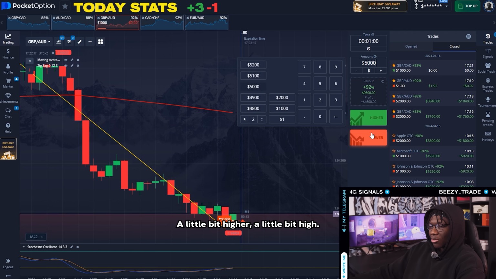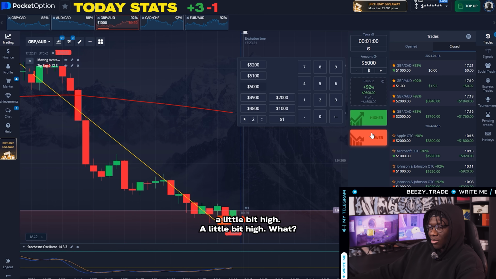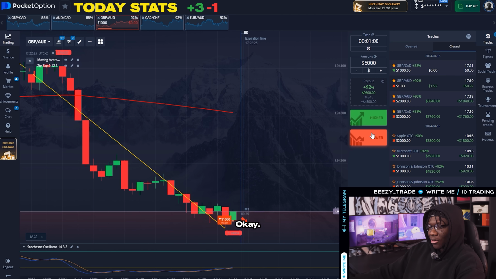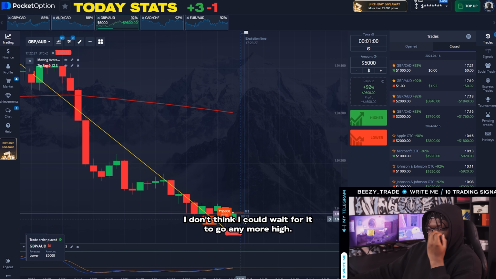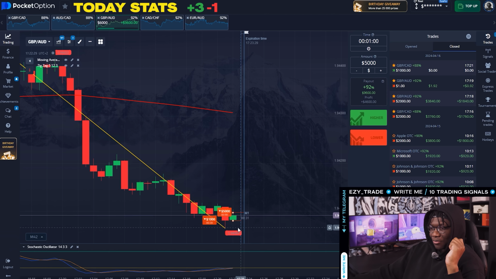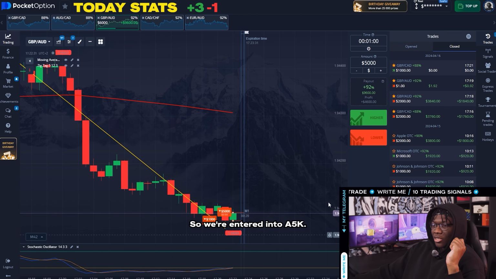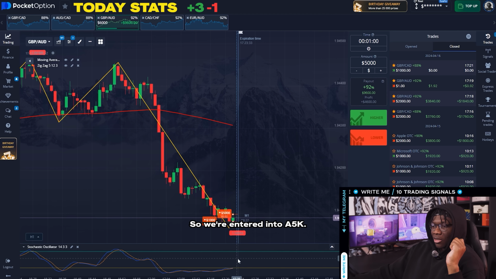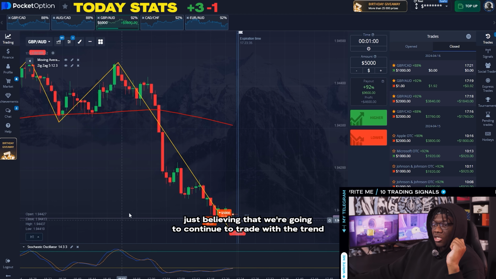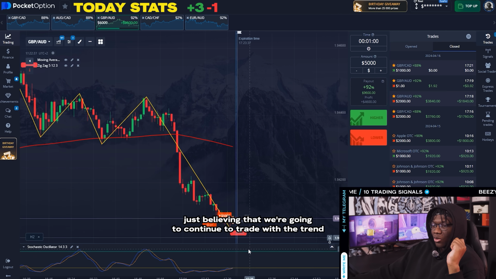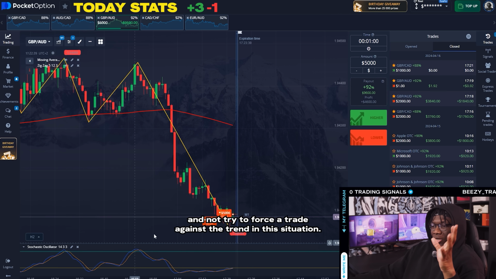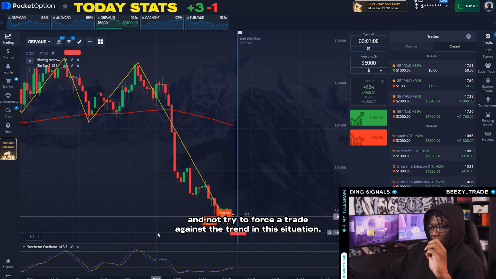Come on, a little bit higher, a little bit higher, more, right, a little bit higher. Okay, I don't think I can wait for it to go any higher. So we're entered into a 5K. Just believing that we're going to continue to trade with the trend and not try to force a trade against the trend in this situation.